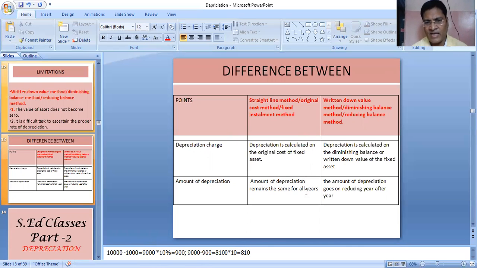The amount of depreciation remains the same in the straight line method, and it goes on diminishing every year in the diminishing or written down value method or reducing balance method, whatever the name is. So I hope you all have understood the theory portion of the depreciation chapter, students. Next, I will be putting up the straight line method.